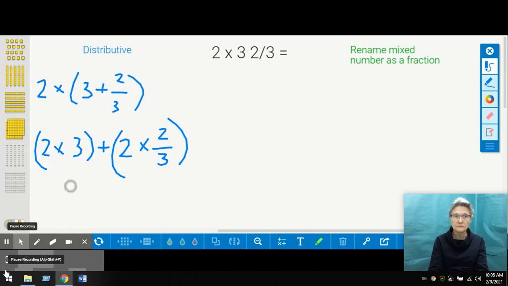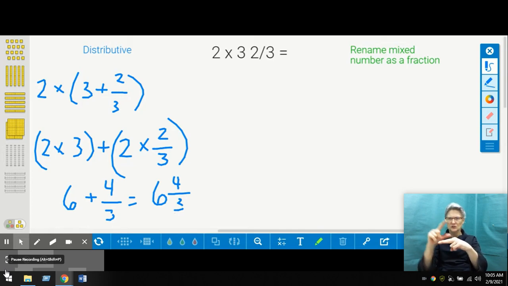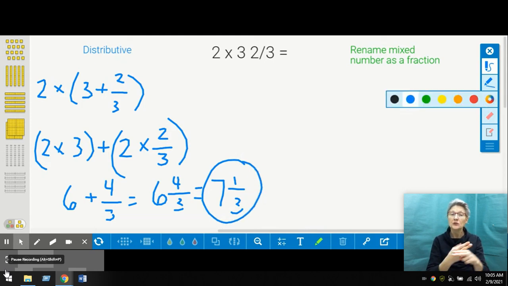Well, 2 times 3 we know is 6, and 2 times 2/3 is 4/3. So my answer would be 6 and 4/3. But I know that doesn't seem right because I have a fraction greater than 1 with that 4/3. So I need to rename that. So 4/3 is really the same as 1 1/3, which turns this into 7 and 1/3 is my final product, okay? So that's using the distributive property in blue.